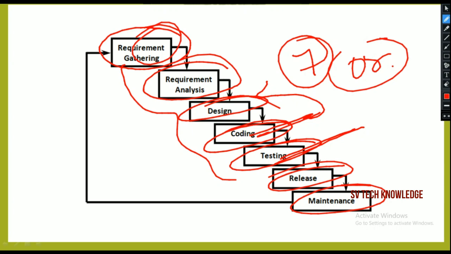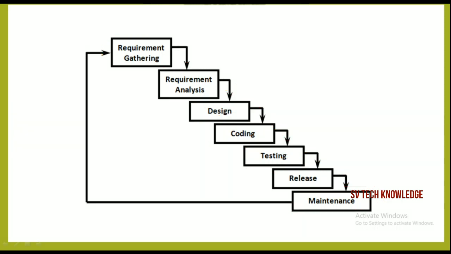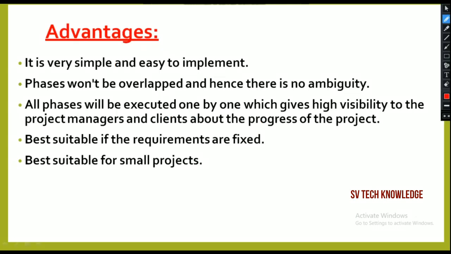So these are the 7 phases of the waterfall model. What are the 7 phases? Requirement gathering, requirement analysis, design, coding, testing, and release and maintenance. After the project we have to do maintenance for a few days. We have a few advantages related to the waterfall model.